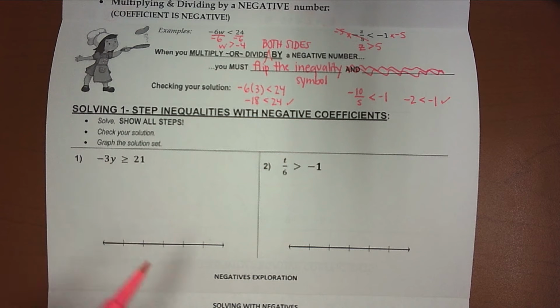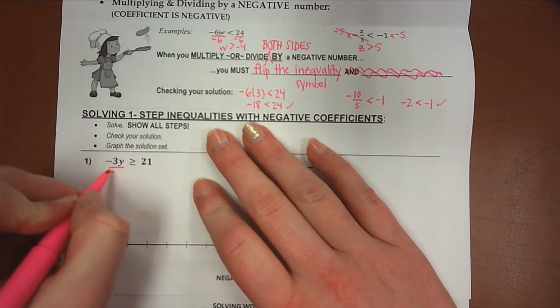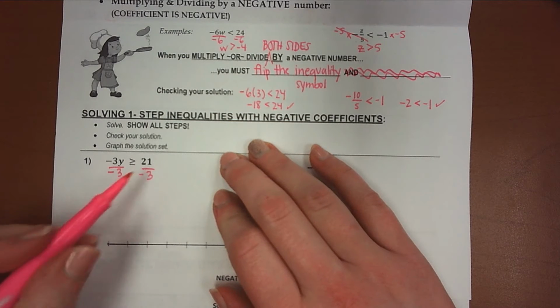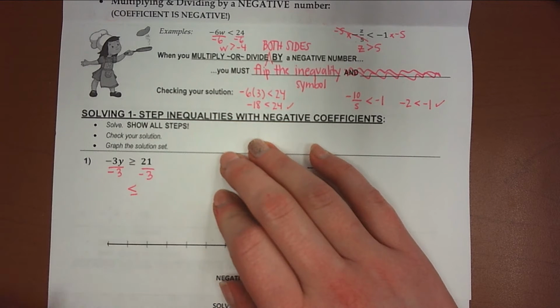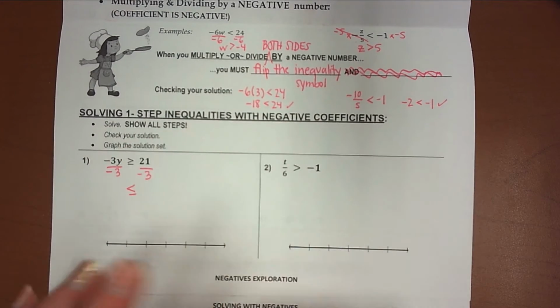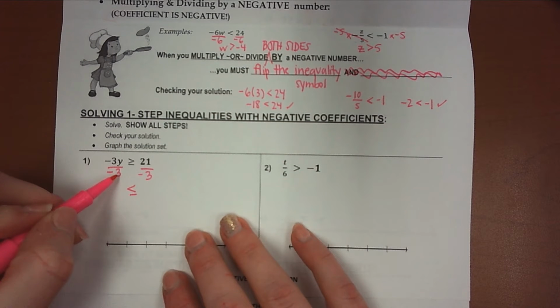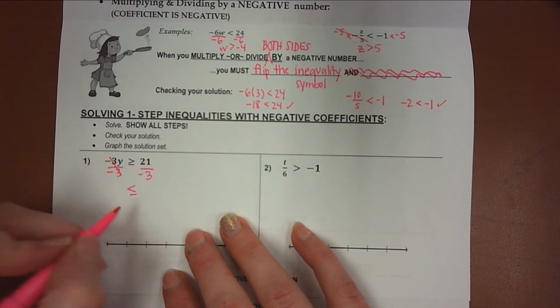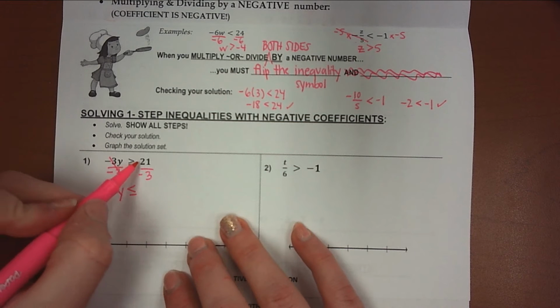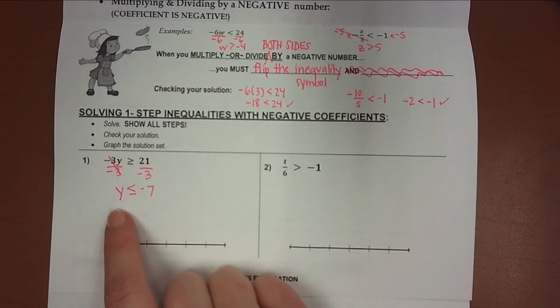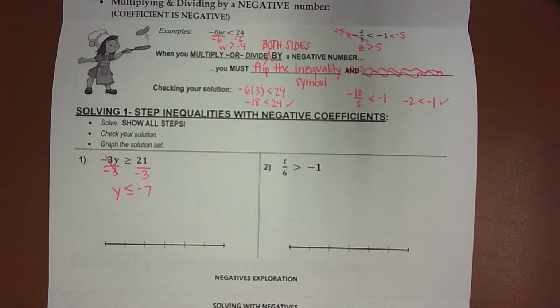Negative 3 times y. The inverse of multiplying is dividing, and so I'm going to divide both sides by negative 3. Notice that when I multiply or divide both sides by a negative, I have to flip my symbol, so I'm going to do that right away. I'm going to flip it from greater than to less than or equal to. And then negative 3 divided by negative 3 is 1, and 1 times y is y. And then 21 divided by negative 3 is negative 7. So y is less than or equal to negative 7.